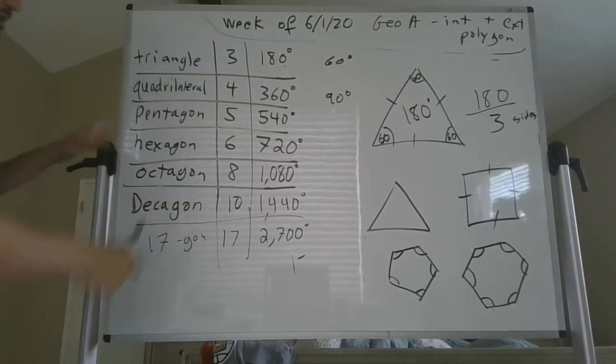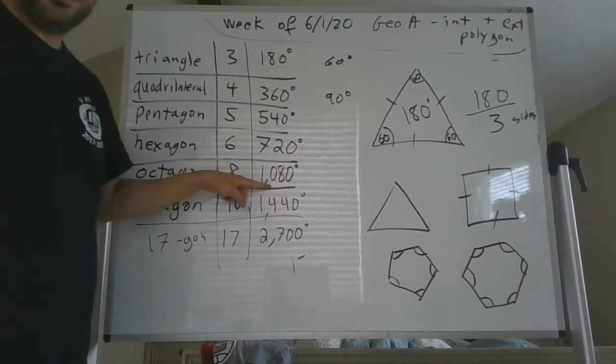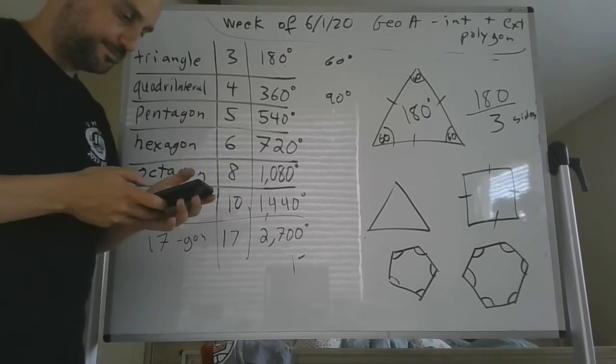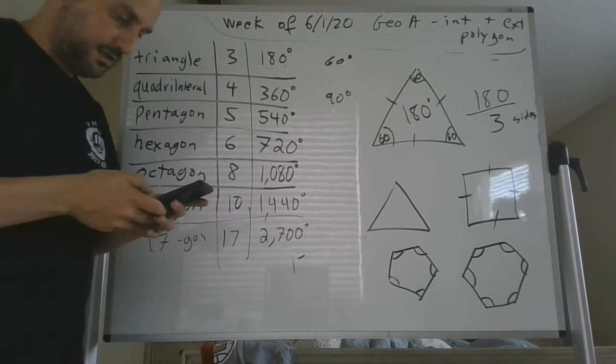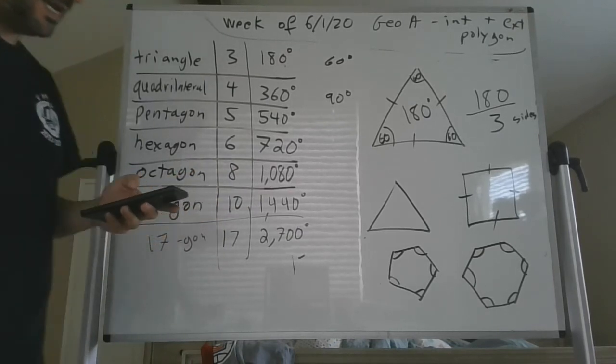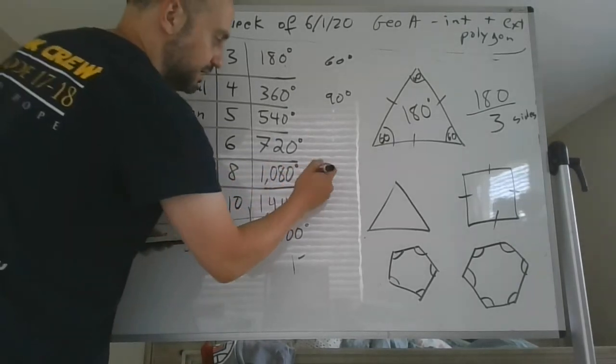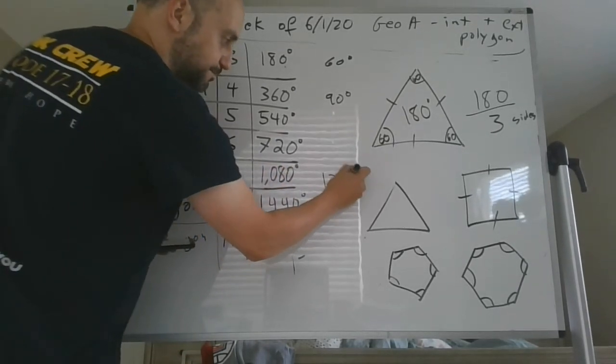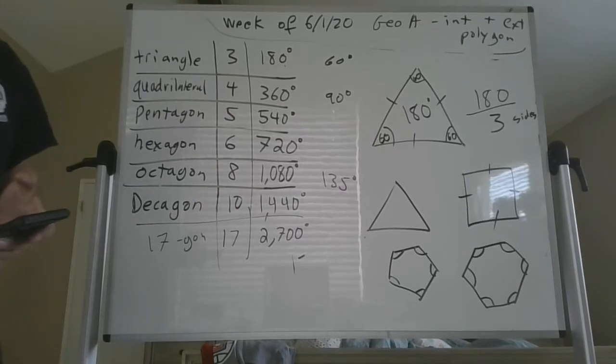How about in an octagon? So I'm going to take 1080 and divide it by 8, because an octagon has 8 angles. So each angle is 135 degrees. Okay, so that's answering that question.